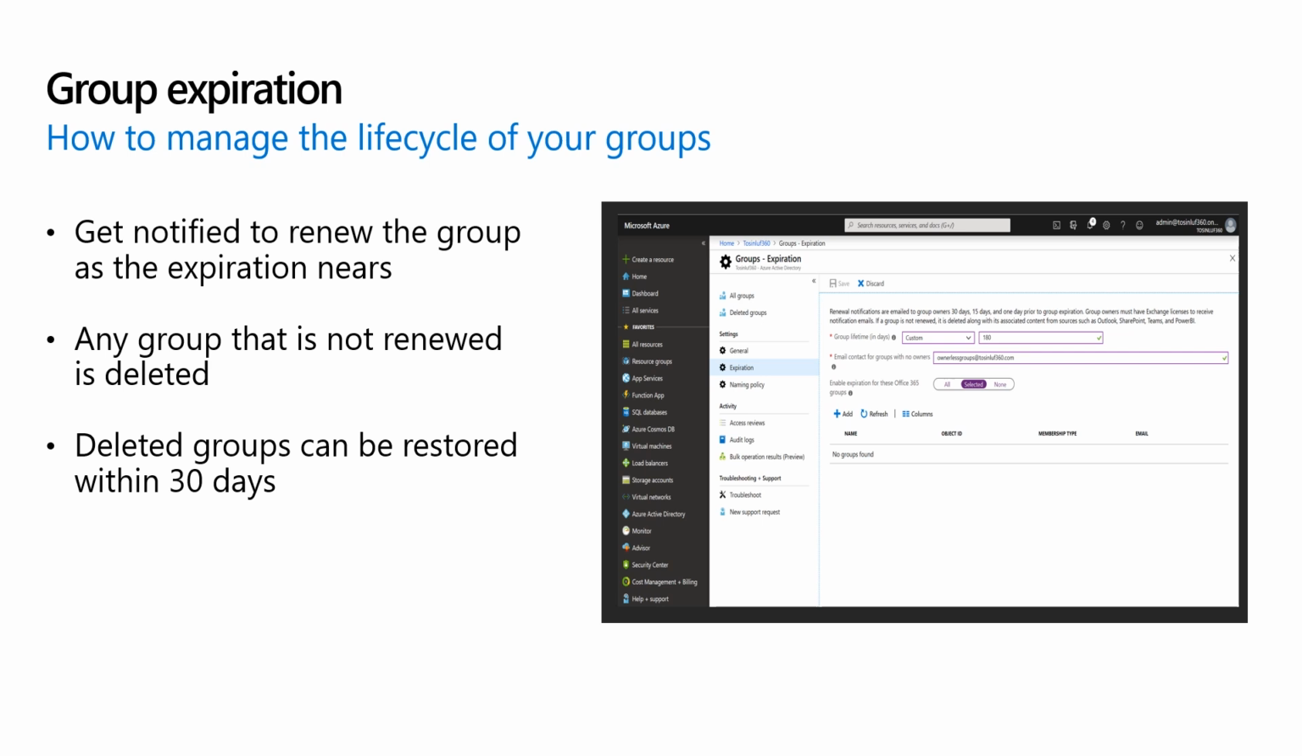Currently, only one expiration policy can be configured for Office 365 groups on a tenant. When a group expires, the group is deleted 1 day after the expiration date. An email notification is sent to the Office 365 group owners informing them about the expiration and the subsequent deletion of their Office 365 group.